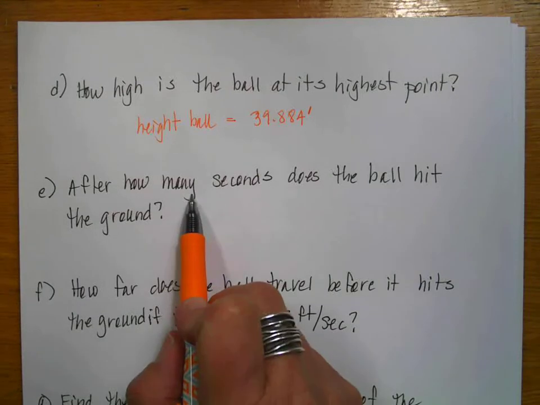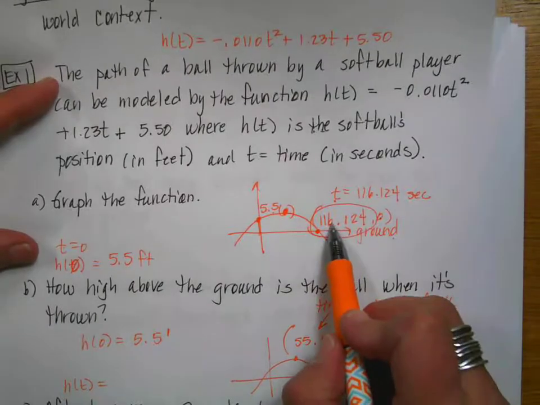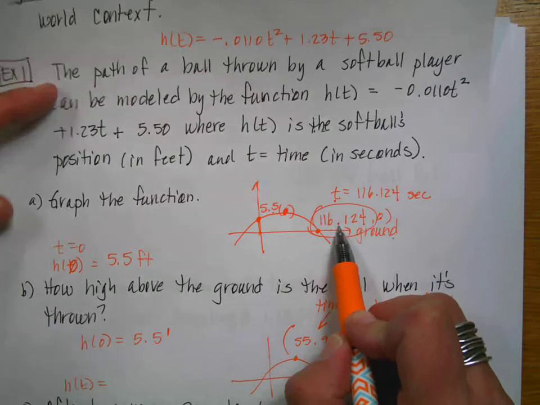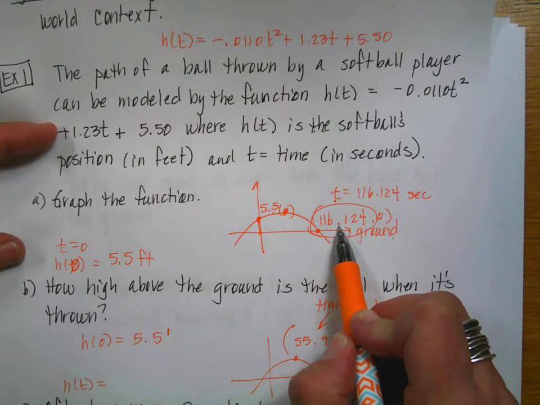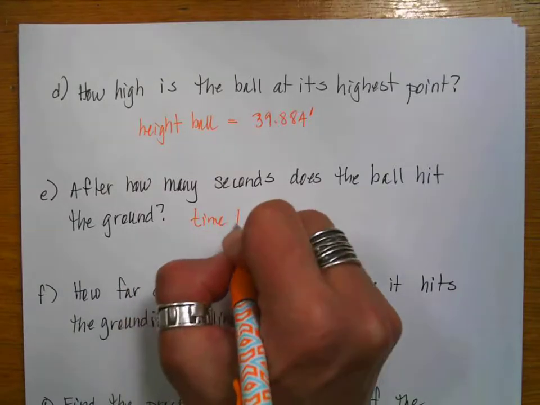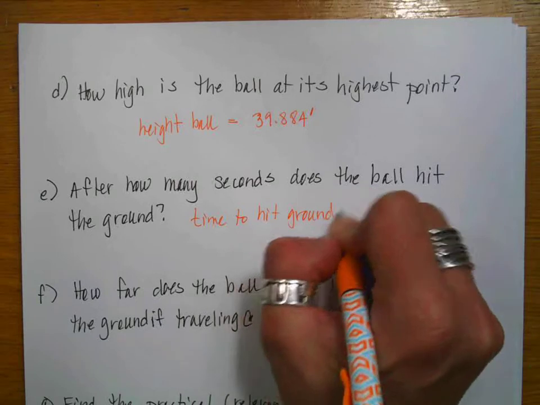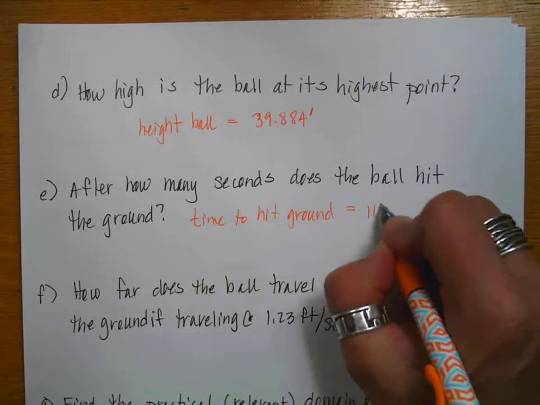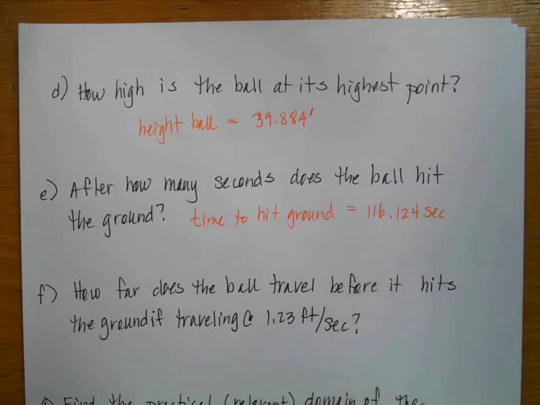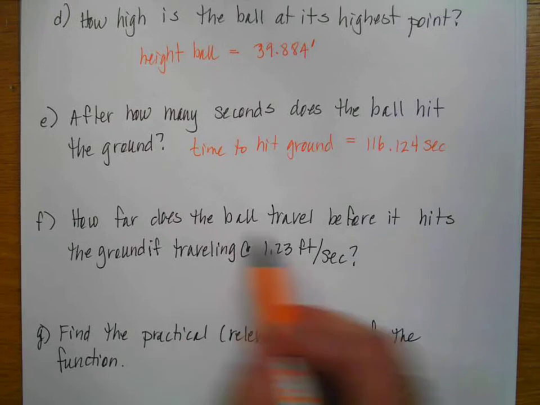The next question says, how many seconds does the ball hit the ground? So again, I'm going to bring back our original graph. Remember, we found that when it gets here, here's how long it takes it to hit the ground. So we've already found that information by labeling our graph. So the time to hit the ground is going to equal 116.124 seconds.